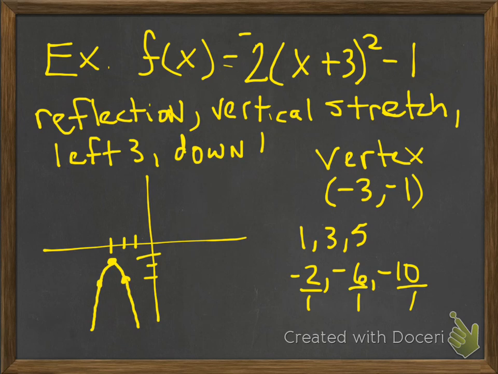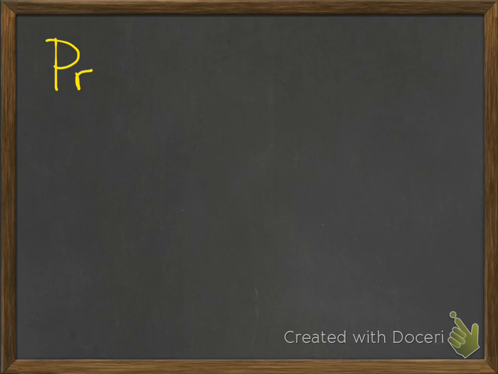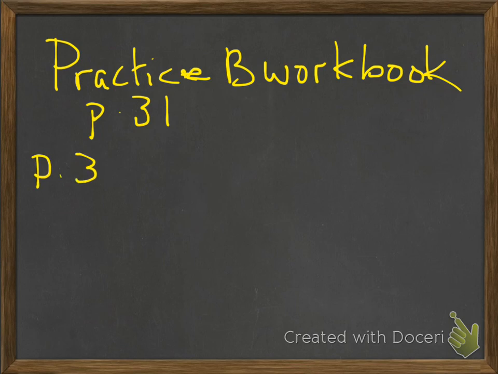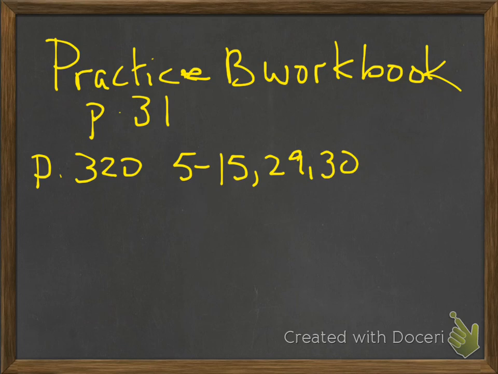Any questions? Okay. Your assignment is the Practice B workbook, all of them. There's only like 6 problems on there. And then from the textbook, I think it's on page 320, problems 5 through 15, and 29 and 30. All of those are describe the transformations, tell me where the vertex is, and that's about it.